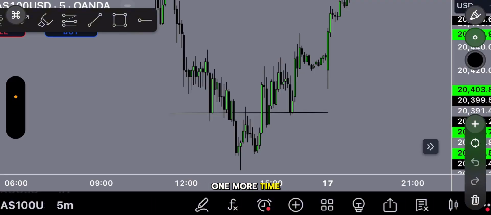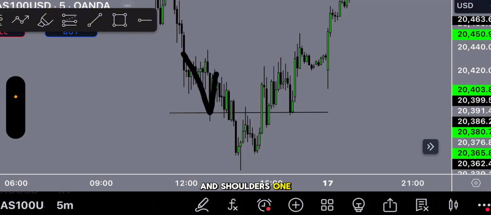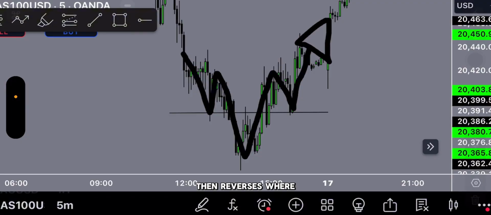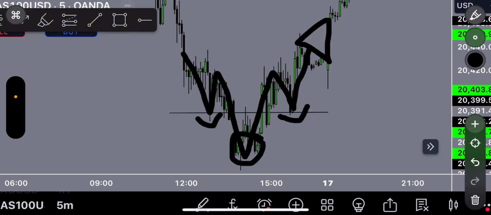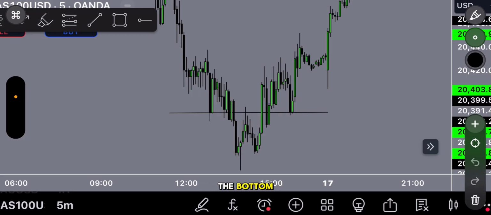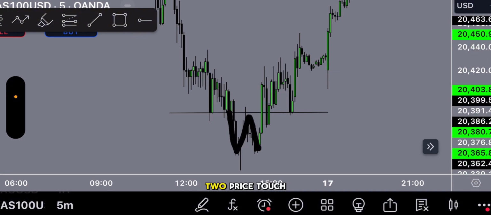We're gonna go over it one more time. Right here's the head and shoulders. One, dips lower, comes up, two, bump, and then reverses. We got the shoulder one, shoulder two, and the head right here. Boom, and price reverses. That's an indication. And then right here we have the bottom. We have a double bottom. One, two, price touched twice and rejected and reversed. That's another pattern.